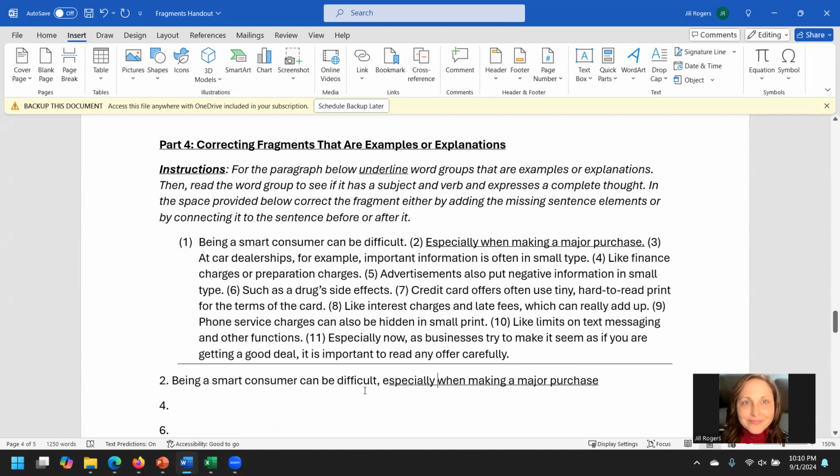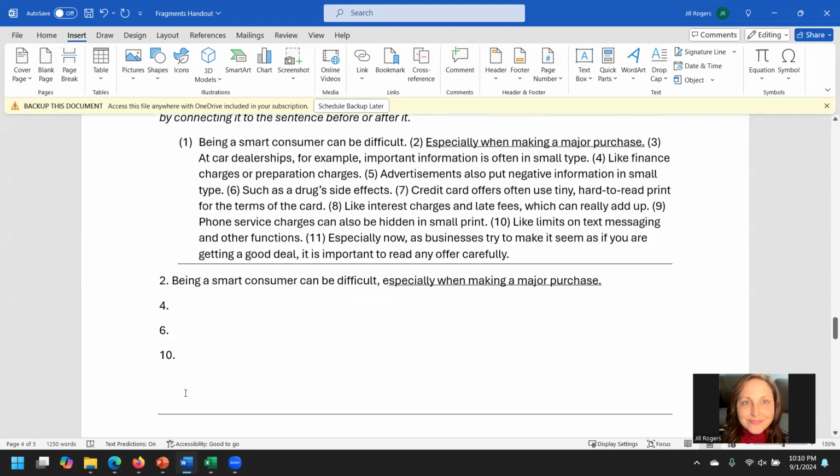So now does this make sense? Being a smart consumer can be difficult, especially when making a major purchase. Good. This doesn't really change the meaning of the sentence, so you keep the comma. All right, so you just have a few more to do right there.